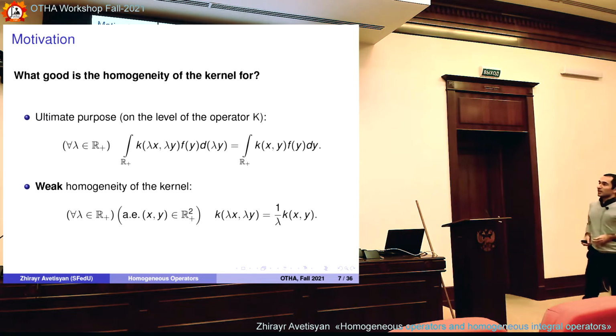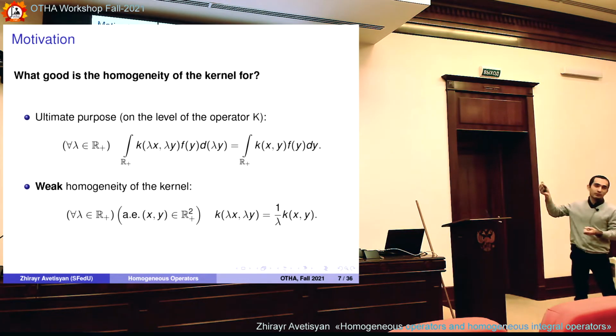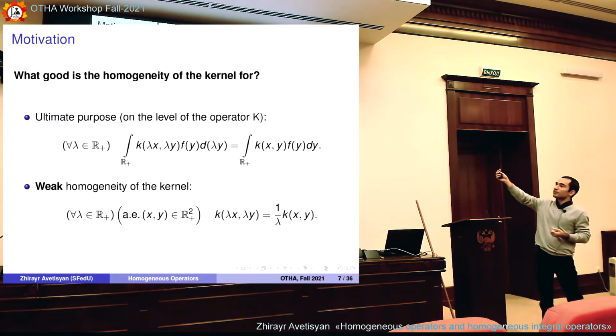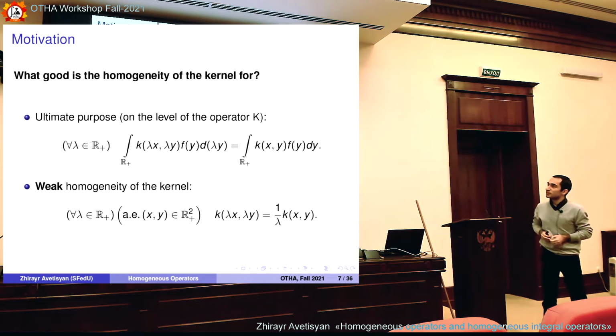Now, but let's remember again that the kernel is an auxiliary object. What we need from the operator itself is in the integral form, actually. So we want that this integral remains invariant under the variable substitution.